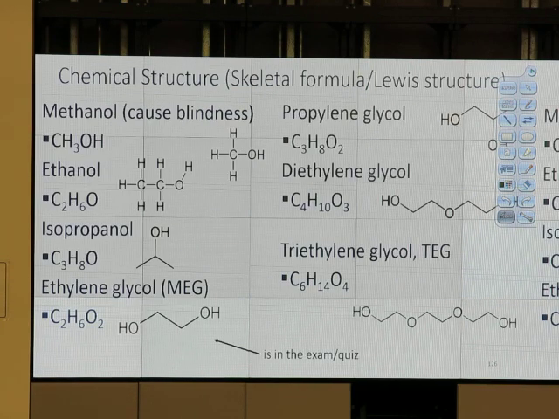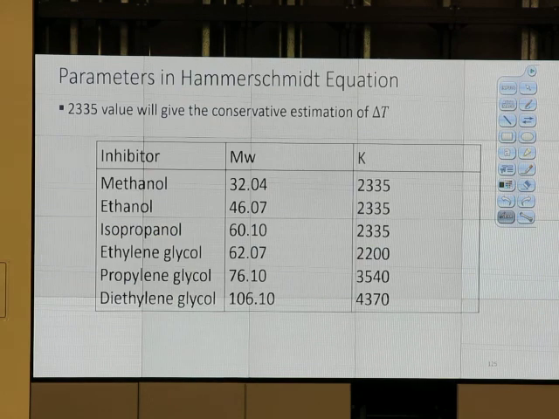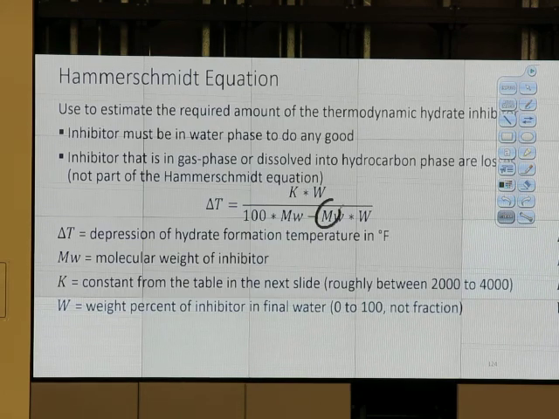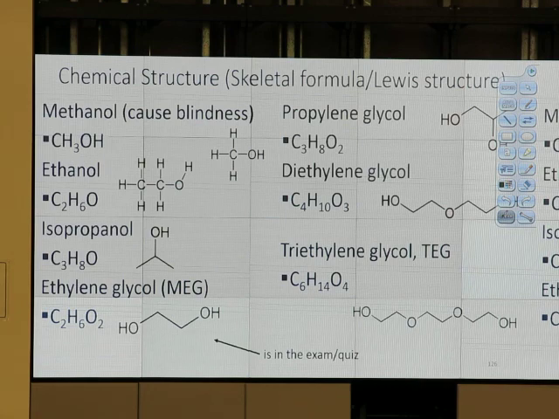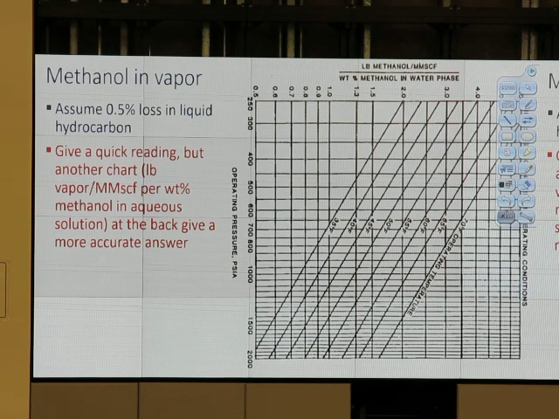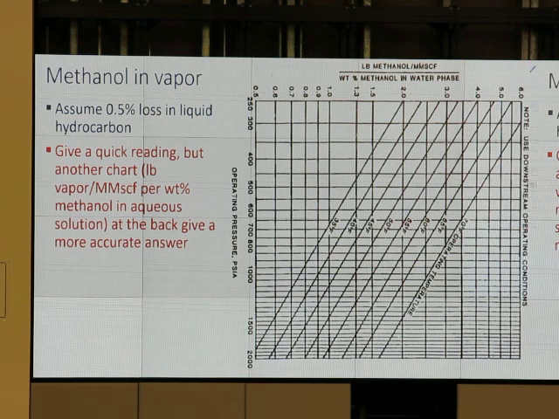And we need to know the molecular weight, right? So the molecular weight is given here. C is 12, H is 1. Okay, and then you can calculate the molecular weight. We need to know how much methanol is in vapor.